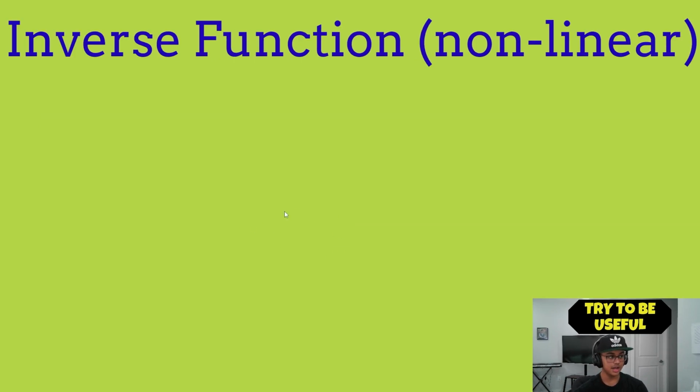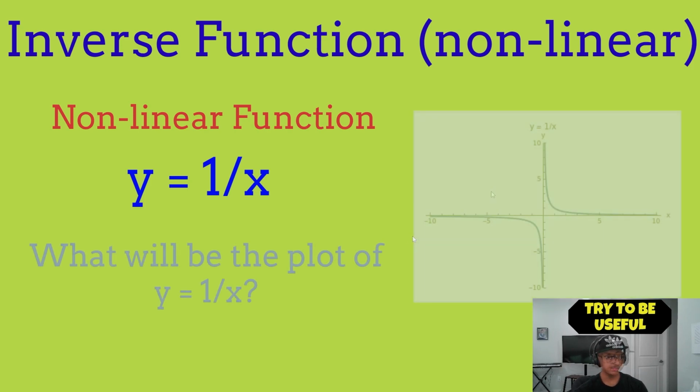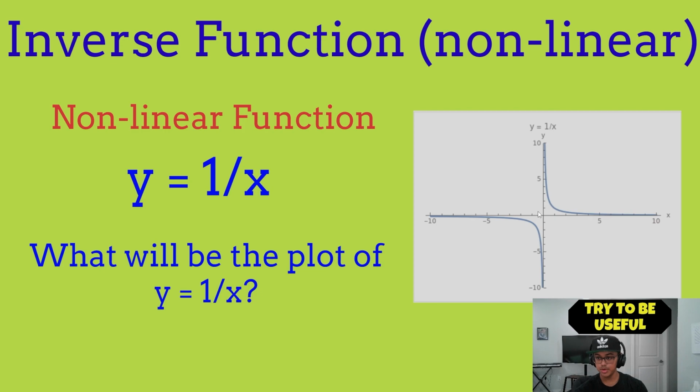And the next function we have is the inverse function, and this is a nonlinear function. And this is how the equation looks like: y is equal to 1 upon x. And this inverse function completely makes sense because if you plugged in some values, for example, if x was equal to 0, then this line would go straight up because it's undefined.